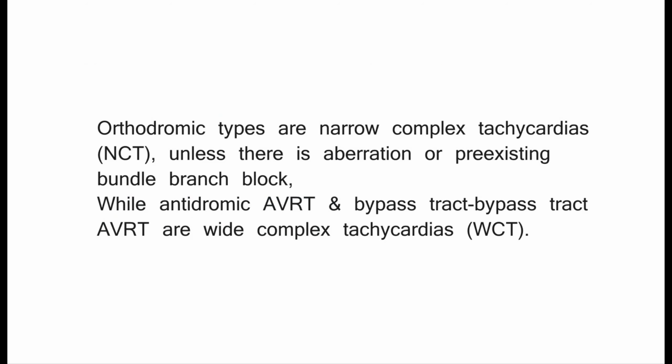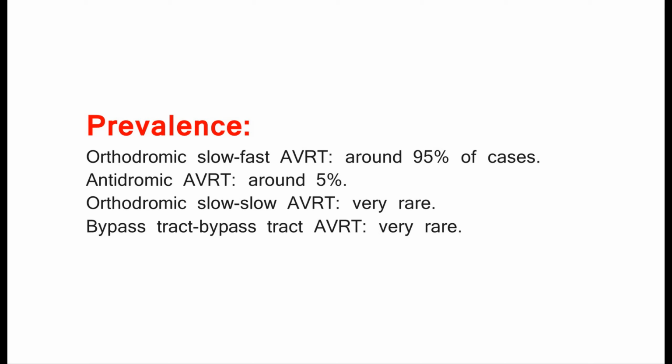Orthodromic types are narrow complex tachycardias, NCT, unless there is aberration or pre-existing bundle branch block, while antidromic AVRT and bypass tract AVRT are wide complex tachycardias, WCT. Prevalence: orthodromic slow-fast AVRT, around 95% of cases. Antidromic AVRT, around 5%. Orthodromic slow AVRT, very rare. Bypass tract AVRT, very rare.